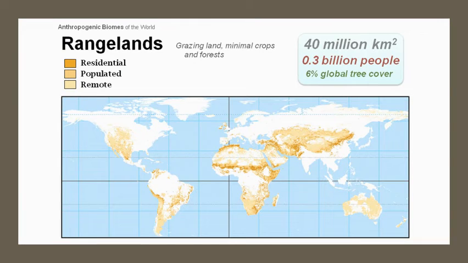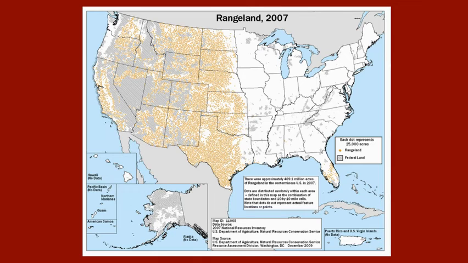If you look around the world, some of the rangeland is residential, right? Some of it is populated and some of it is remote. In the US, it's mostly remote. In other parts of the world, it's more residential or otherwise populated. In the US specifically, you can see how a lot of the federal land in the West also is covered by rangeland.